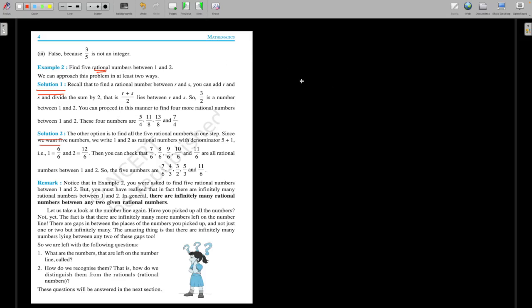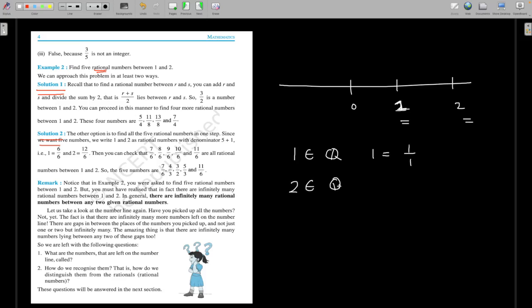Here the problem says that there is a number line, and there are numbers 1 and 2 which are marked on the number line, and now he wants us to insert five rational numbers between 1 and 2. Now 1 itself can be considered as a rational number, so 1 does belong to the rational numbers because we can write 1 is equal to 1 by 1, and similarly 2 also belongs to the rational numbers because 2 can be written as 2 upon 1.